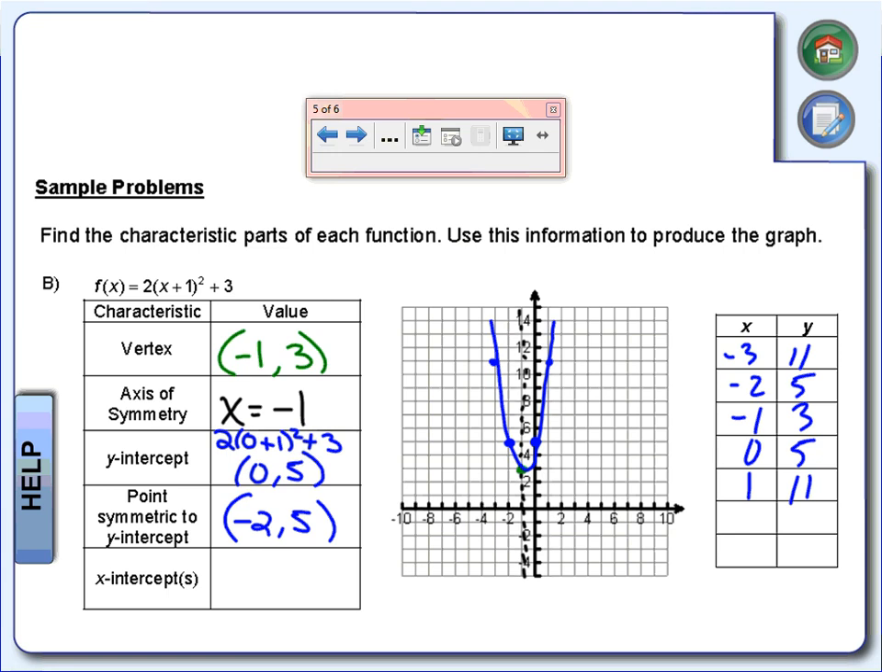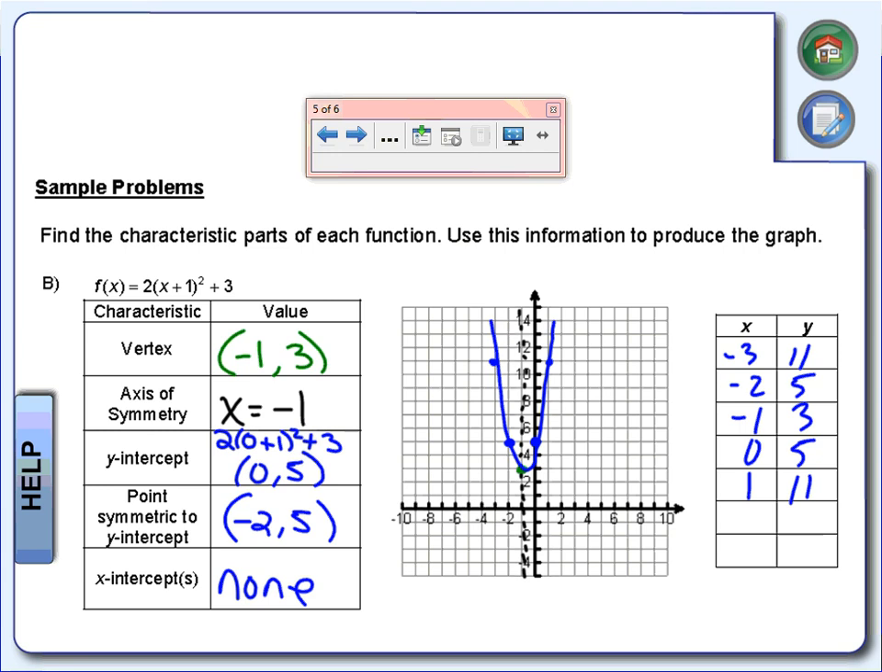So now that we have the graph, we can answer that last question, which is, what are the x-intercepts? What do you notice here? There are none. There are no x-intercepts on this one because that graph has been moved up so that it doesn't touch the x-axis. All right, so all we're going to do is write none. So this is how we're going to find all of these characteristics if we're given the equation in vertex form.